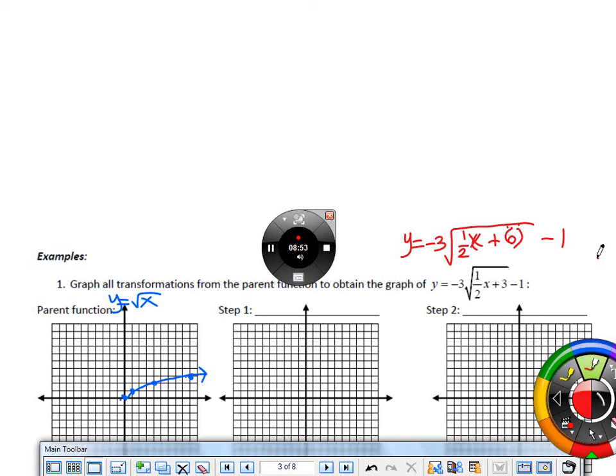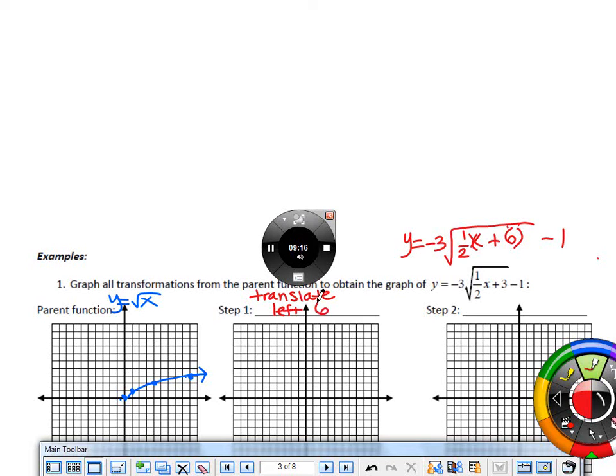So when you look here and you see a negative, a 3, a 1/2, a 6, a 1, tell me something that means. John. Okay, so because of the plus 6 right here, we need to move the whole graph left 6. All right? So we're going to go ahead and do that. So the first transformation we're going to do is we're going to translate, which is like shifting left 6.